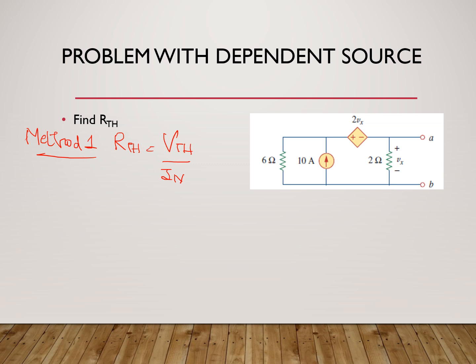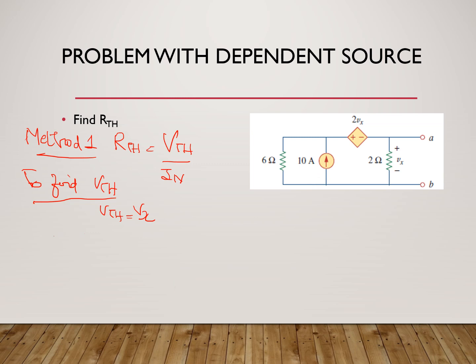So to find VTH: we know it is the open circuited voltage, this voltage here, which is open circuited already. So this voltage is VTH, which is also the same as Vx. So VTH is nothing but Vx. Now, observing this circuit, we can see that there is a 10 ampere source in parallel to the 6 ohm. If I do a source transformation, the 10 ampere parallel to 6 ohm gives me a 60 volt source in series.